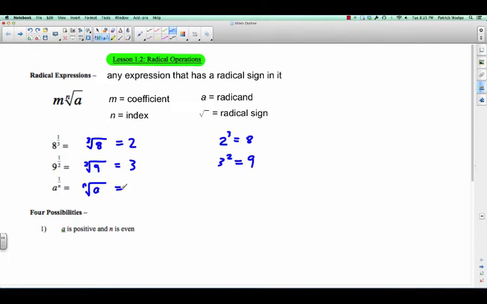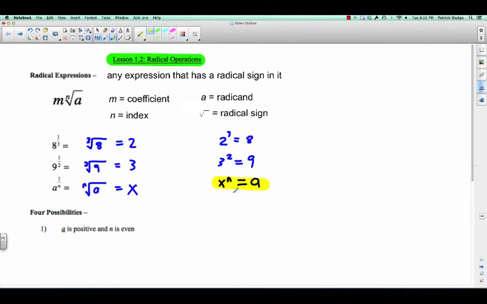Well, let's make this amount, whatever this amount is, equal to x. Okay, we'll just call it x. If that's the case, how can we rewrite this then? Well, if you follow the pattern, 2 cubed equals 8, 3 squared equals 9, it would be x to the nth power equals a. Okay, and this is what we're going to focus on for the rest of today's lesson.